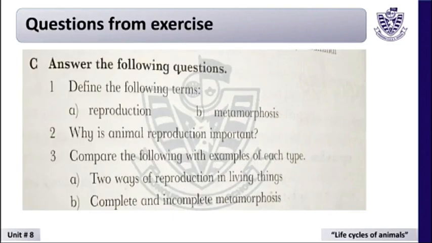Students, here are the questions on page number 44 and their answers are given in the summer pack. First of all, define the following terms: reproduction and metamorphosis. Question number 2, why is animal reproduction important? Question number 3, compare the following with examples of each type. 2 ways of reproduction in living things: complete and incomplete metamorphosis.